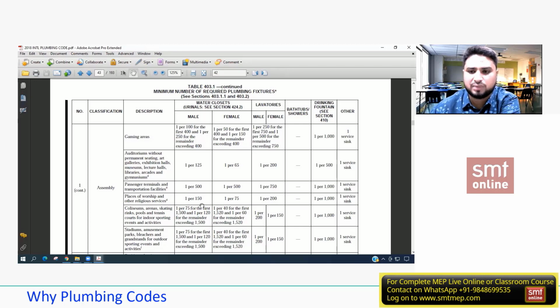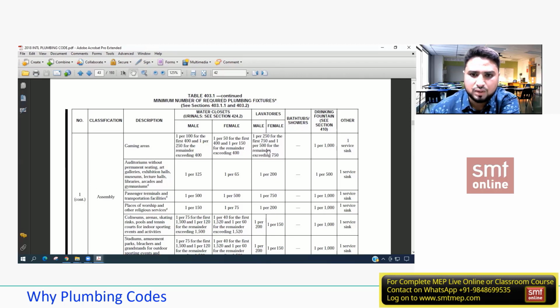See, for example, let's do it one by one. Don't get confused. So this is 1 per 150. So for 150 males, I need 1 WC as per the probability, more than sufficient. But for 150 females, 75 times 2 is how much? 2. So 2 WCs. So total is how much? 2 in the women area, 1 in the men area. 3.